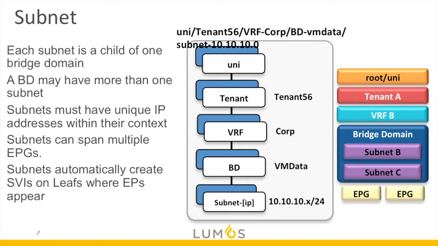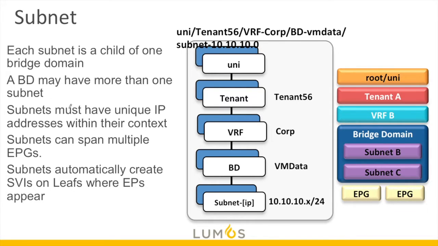In ACI, each subnet is a child of a bridge domain. Just like in a traditional networking environment, we'll have a VLAN, and then we can attach an SVI to that VLAN. Same thing is true for a bridge domain. A subnet we can attach to a bridge domain. A bridge domain may have more than one subnet, just like an SVI. You can have multiple networks on a given SVI.